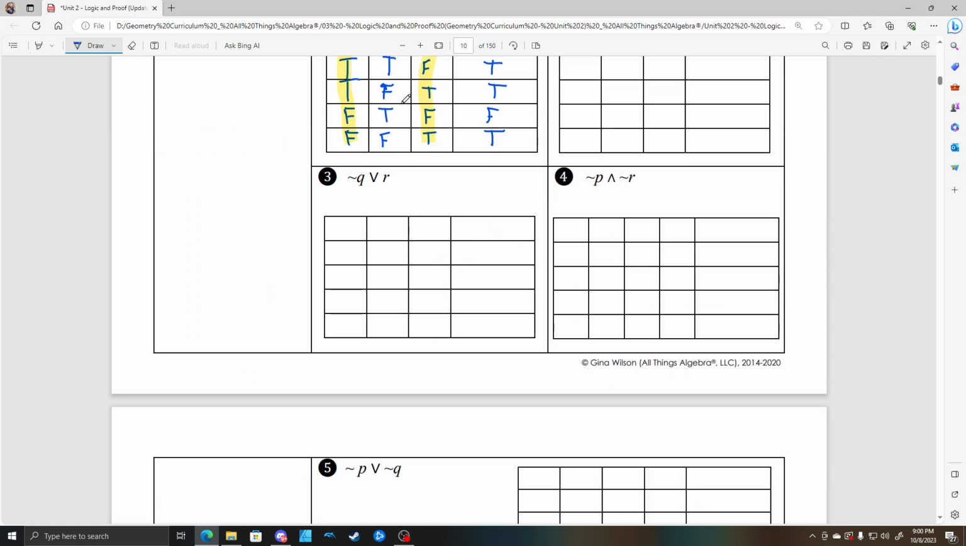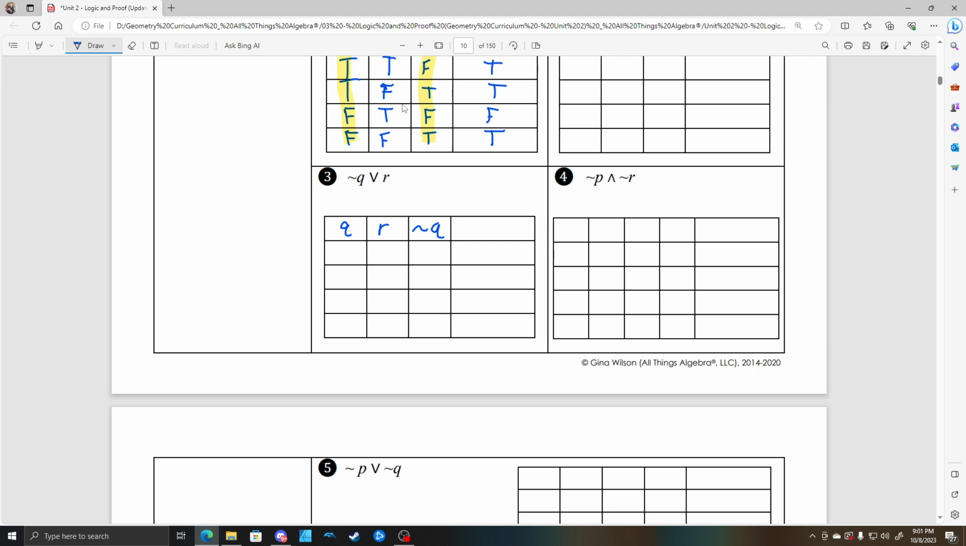Let's look at number 3, and then we'll move on to one that's a little bit more complicated. So here we have the negation of Q or R. How we're going to start this is we need the negation of Q. So first we're going to do Q, and then R, and then the negation of Q. Now I always try to put the negations all at the end. You could put the negation here and then R over here. It doesn't really matter. You could flip those if you wanted to.